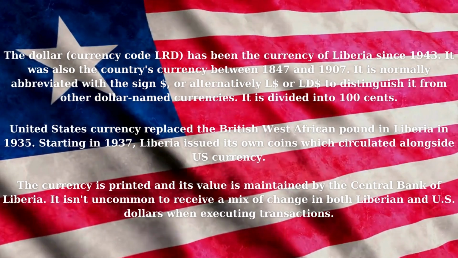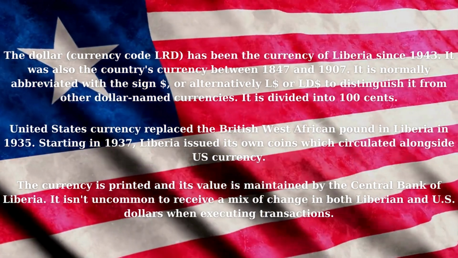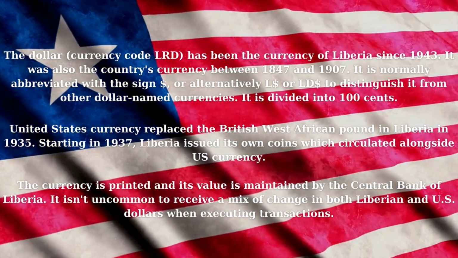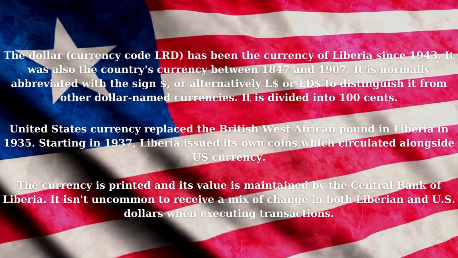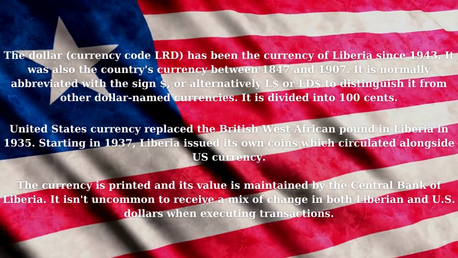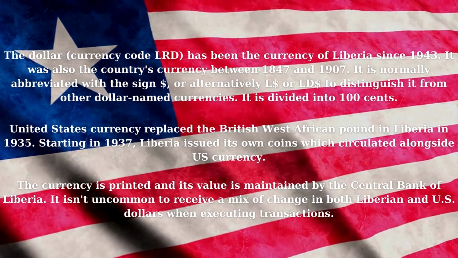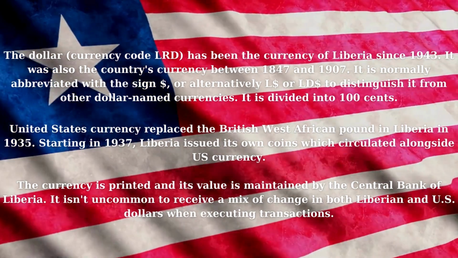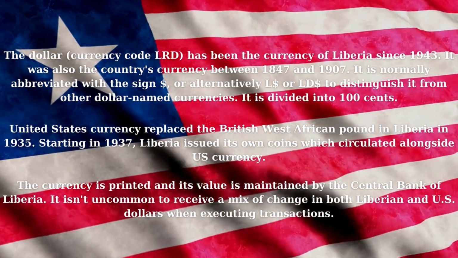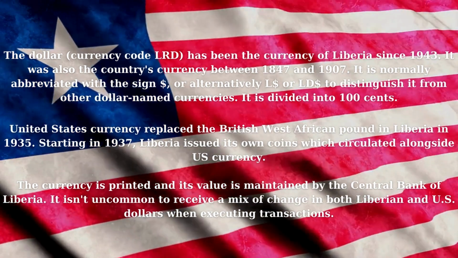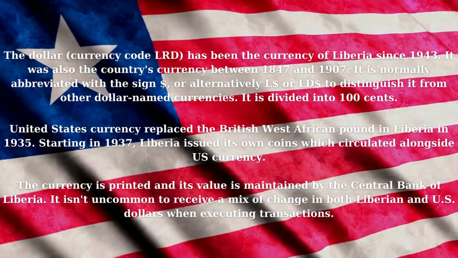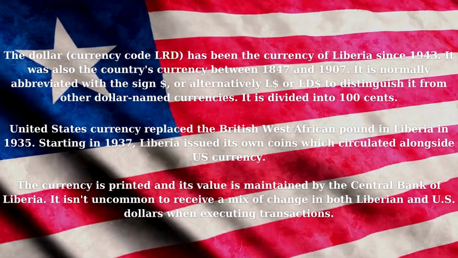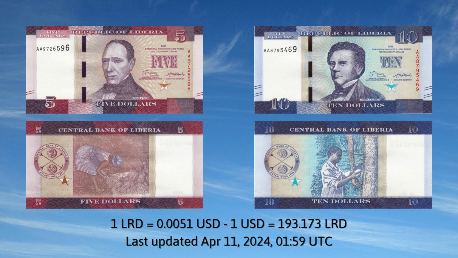United States currency replaced the British West African pound in Liberia in 1935. Starting in 1937, Liberia issued its own coins, which circulated alongside U.S. currency. The currency is printed and its value is maintained by the Central Bank of Liberia. It isn't uncommon to receive a mix of change, in both Liberian and U.S. dollars, when executing transactions.